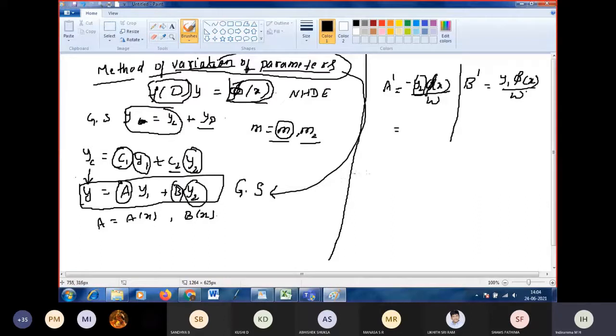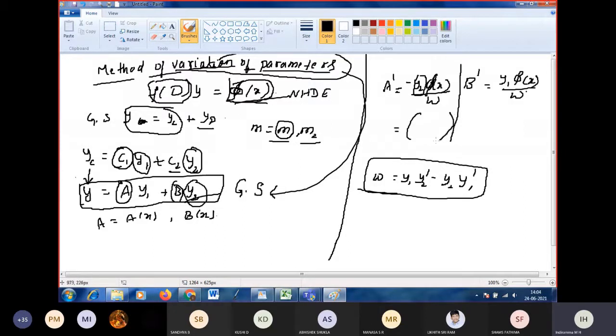To find W, there is a formula: W is equal to Y1 into Y2 dash minus Y2 into Y1 dash. You find W first, then go for A dash. A dash is minus Y2 phi of x by W, where Y2, phi of x and W are substituted. After substituting, simplify, and we have A dash. I want A. How to find A from A dash?